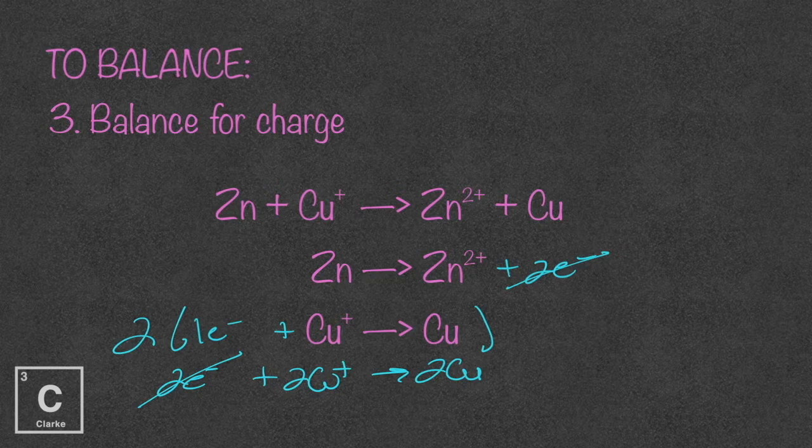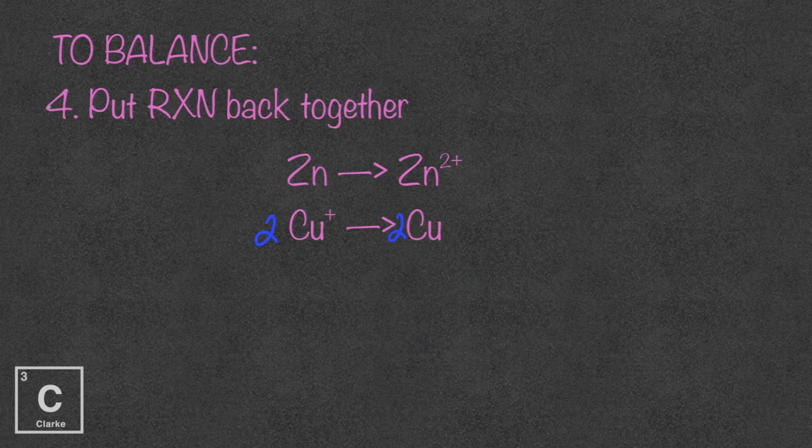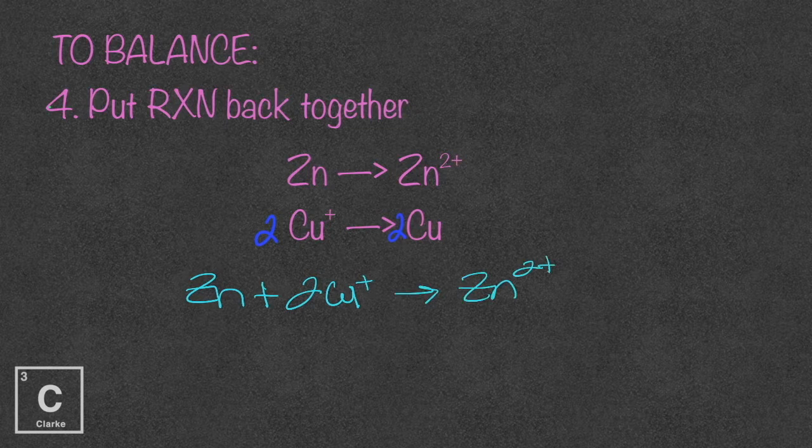Now the only thing left is to put it all back together. So our electrons canceled out, so we don't have those any longer. Now we can just put this back together. So I've got zinc plus 2 copper ions. So we're just going to put it back together, and it doesn't have to be in the same order that I did. The coppers and the zincs can be in different orders. Zinc didn't have to go in place 1 and copper didn't have to go in place 2.